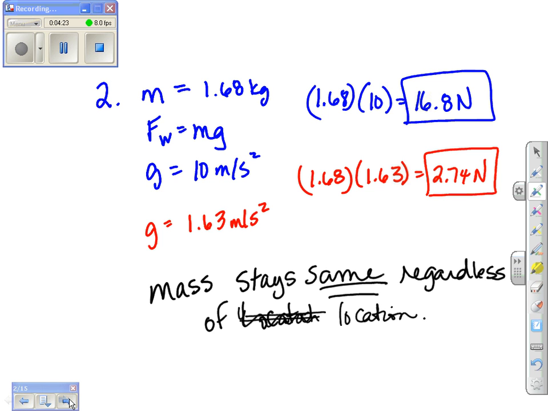Okay, so your first answer was this one up here in blue. Your second answer to this question was right here in black. And your third part of this question was in red. All right, moving on.